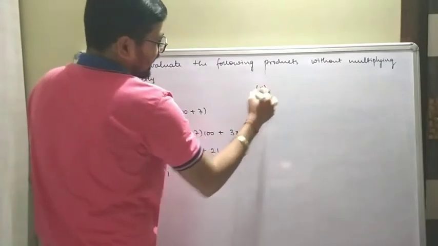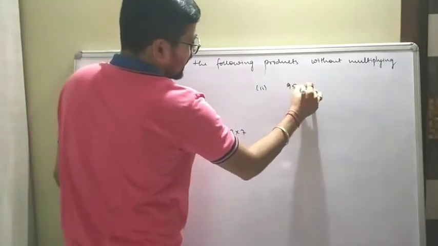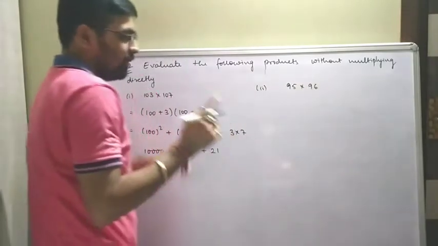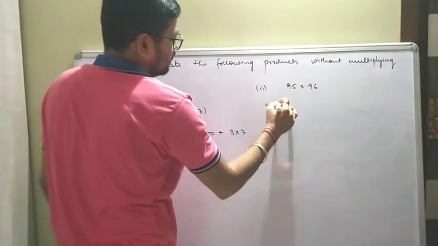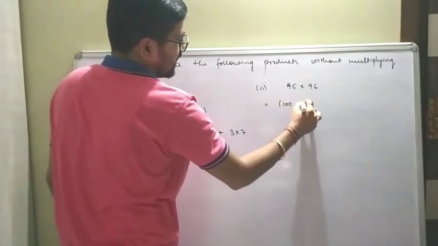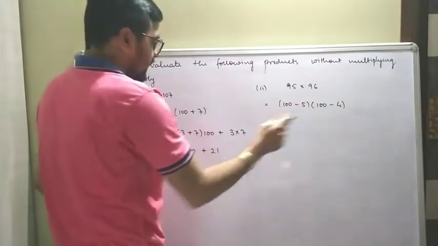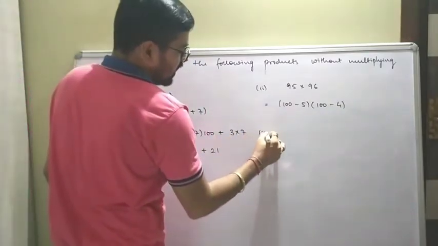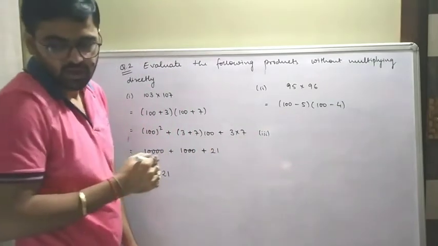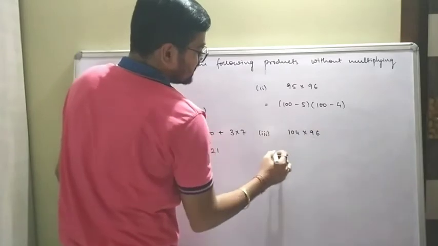Correct. In this second one is given as 95 into 96. Now I'm not going to solve this. You have to, but I'm just giving you the term how you can do this. So 100 minus 5, 100 minus 4. Correct. Then same formula you can finish it at your home. And in the third one it is given 104 into 96.